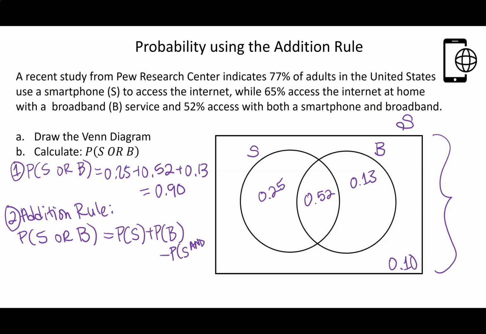I always feel like this looks like the word sand. I try to make the 'and' look smaller.